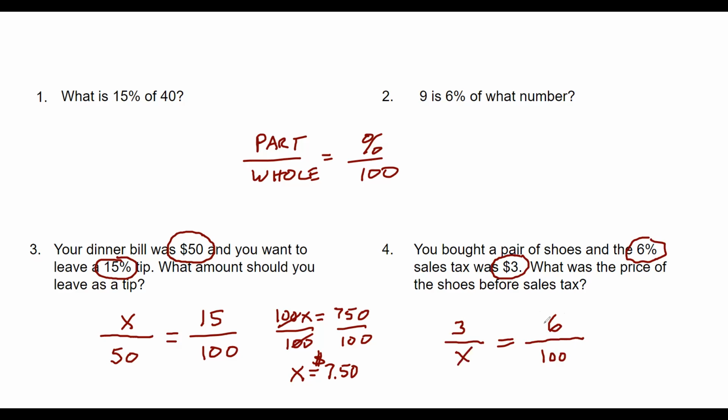We'll multiply with the x again. 6 times x is equal to 3 times 100, which is 300. And then we will divide both sides by 6. And we get x is equal to $50. The original price of the shoes must have been $50. We applied 6% sales tax, and the tax was $3. That all makes a lot of sense.